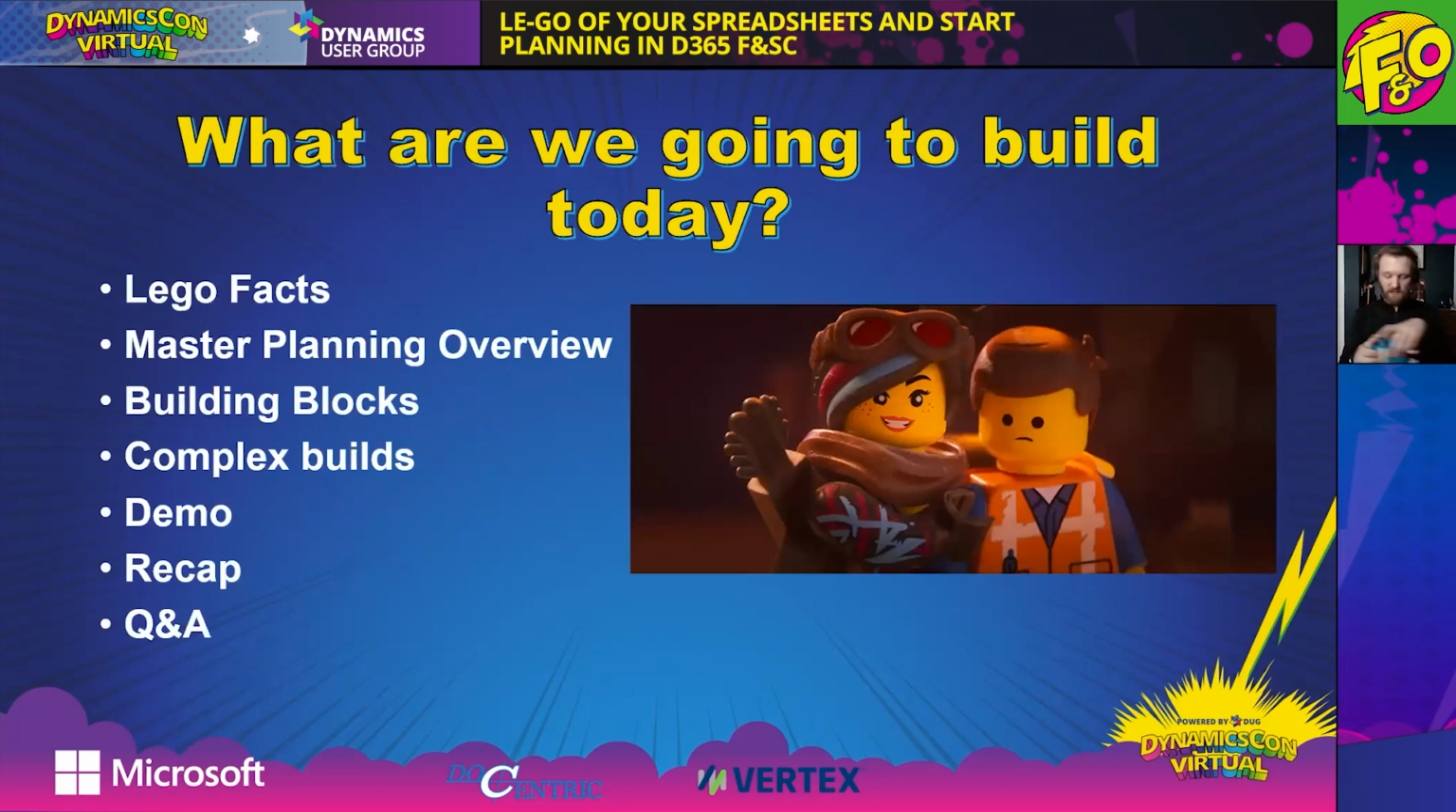Why am I sitting here with this Lego mug that has a bunch of funny things on it? And what does this really have to do with ERP? What does this have to do with master planning? We're going to start off with Lego facts, what makes Lego interesting, what makes Lego relevant to this discussion. We'll get into an overview of master planning in Dynamics 365 using Lego as our guide. Building blocks, what are the basics? What are the key ideas that we need to embed into our brains to understand how to configure the system to do what we want for our sales and operations and production planning processes?